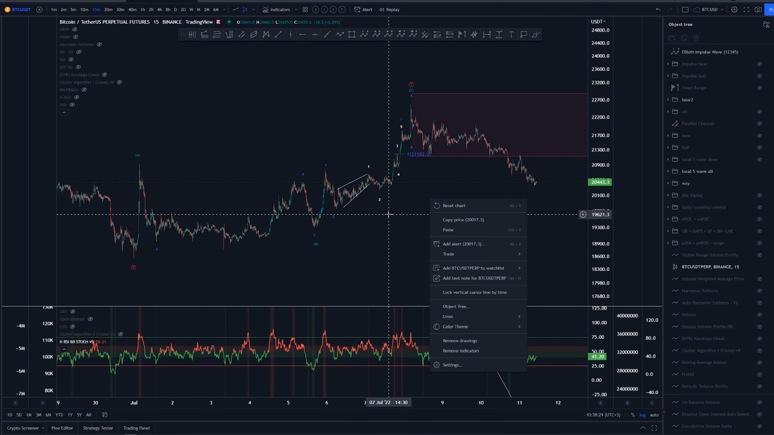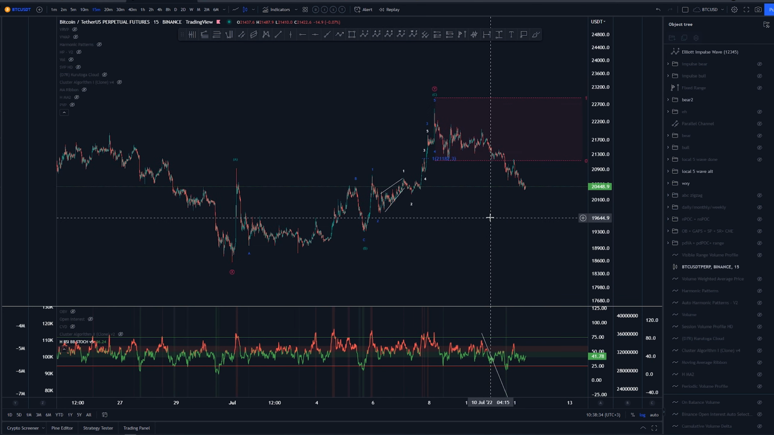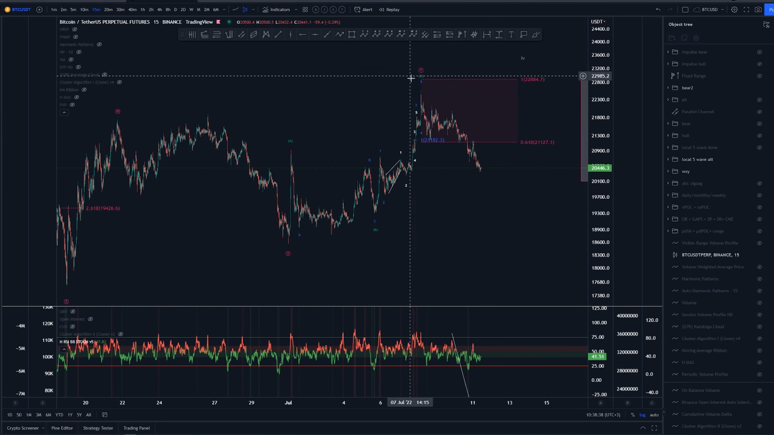So it is possible I did miss this completely, as it is a very bad looking count, but that is the count that would give us the wave Y up here completed.